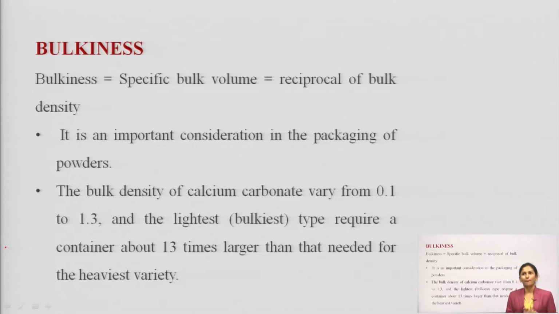What is bulkiness? Bulkiness is related to the bulk density. What is the bulk density? Bulk density is density equal to mass upon bulk volume. What is the bulk volume? That is the volume of the actual particle as well as the interparticle space and intraparticle space. Everything has been included in the bulk density. That is the bulk. So, bulkiness, or you can say the specific bulk volume, is the reciprocal of the bulk density. That means bulkiness equals 1 by bulk density.